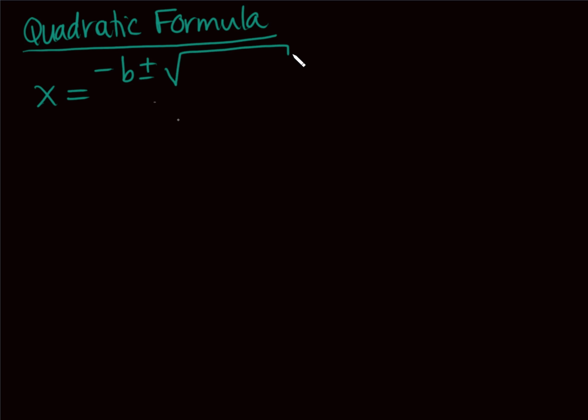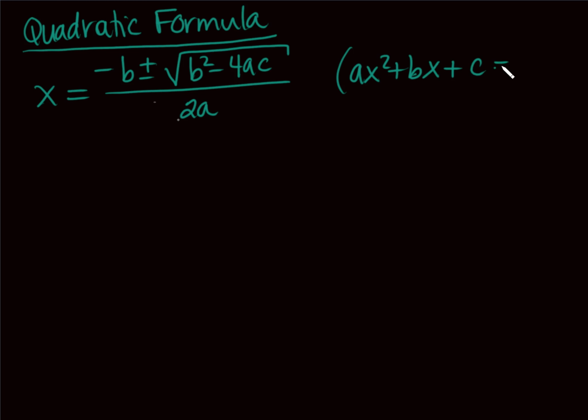So, quadratic formula: x equals the opposite of b, plus or minus the square root of b squared minus 4ac, all over 2a. This gives you the solutions to the equation ax squared plus bx plus c equals 0. Okay, that gives you the solutions to that equation.